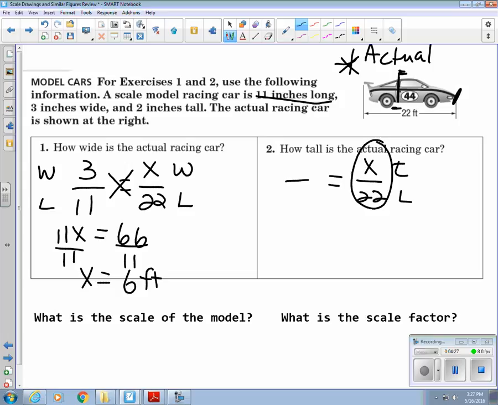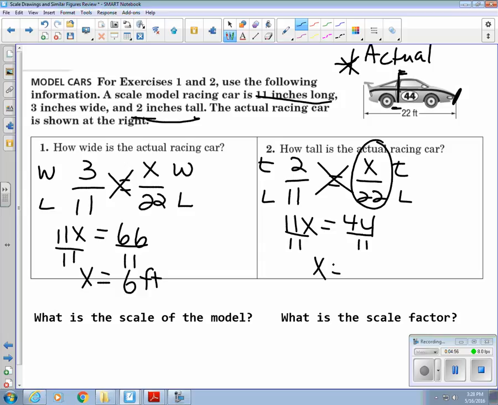Now I have to use how tall it is and how long it is from the scale model for the other ratio. So I know it's 11 inches long. And as far as tall goes, right here, it says 2 inches tall. So I'll put the 2 up here, and that's tall. Then I can go ahead and cross multiply to solve this again. So I get 11x is equal to 2 times 22, which is 44. Divide both sides by 11, and I'm going to get x is equal to 4 feet.